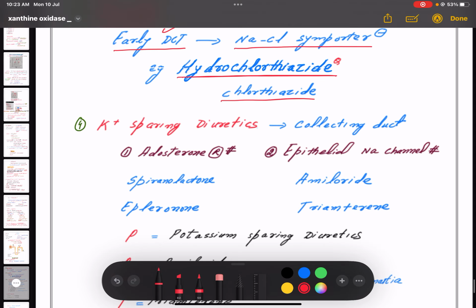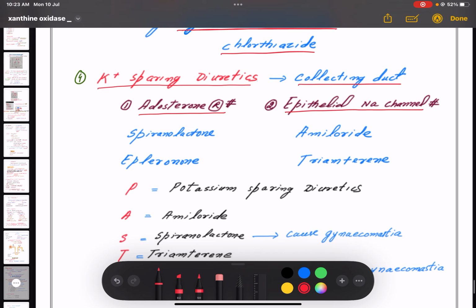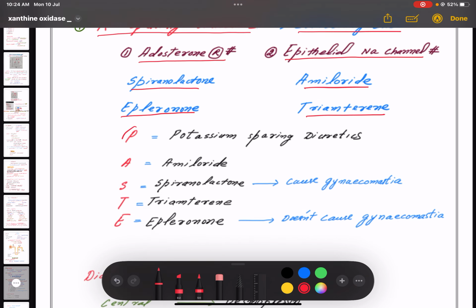Then we have potassium sparing diuretics. It means there will be loss of sodium, but they are potassium sparing diuretics. They will spare the potassium, okay? They work on the collecting duct. The drugs include aldosterone receptor antagonists and epithelial sodium channel blockers. Aldosterone receptor antagonists include spironolactone and eplerenone. Epithelial sodium channel blockers include amiloride and triamterene. Remember a mnemonic PAST.